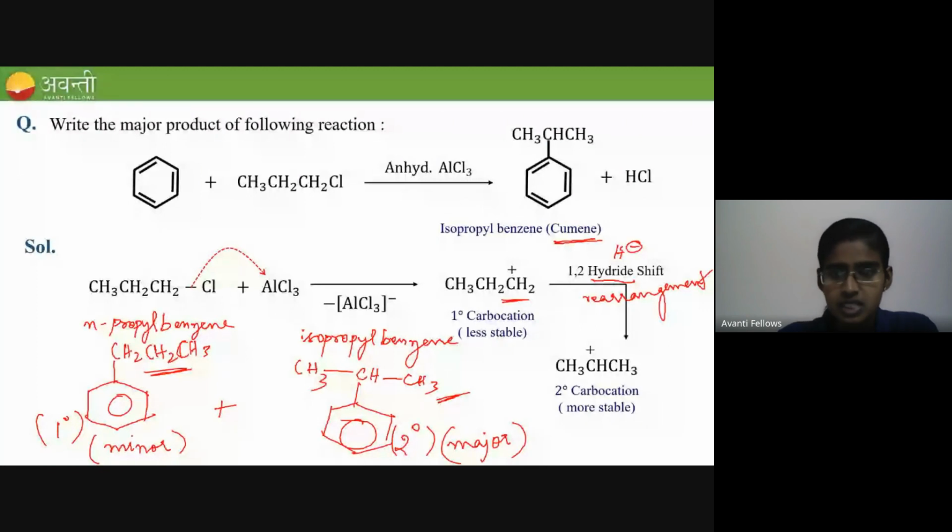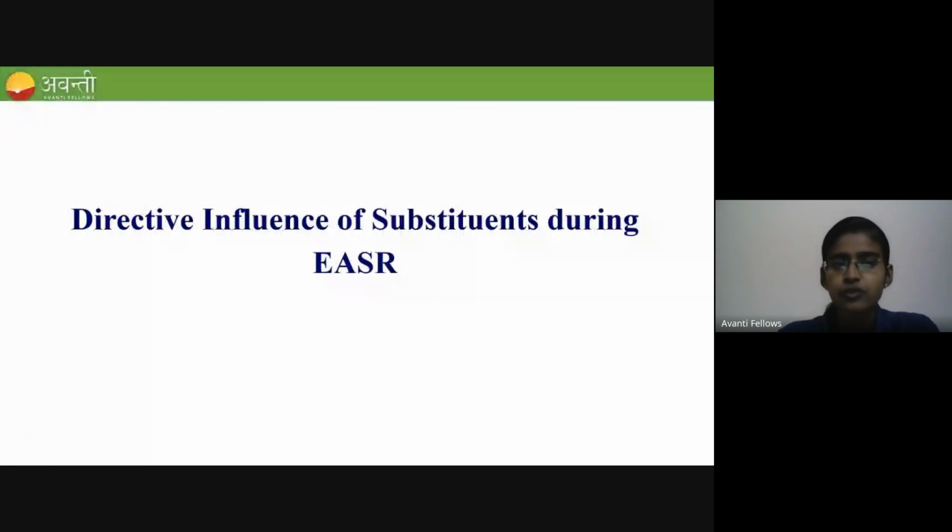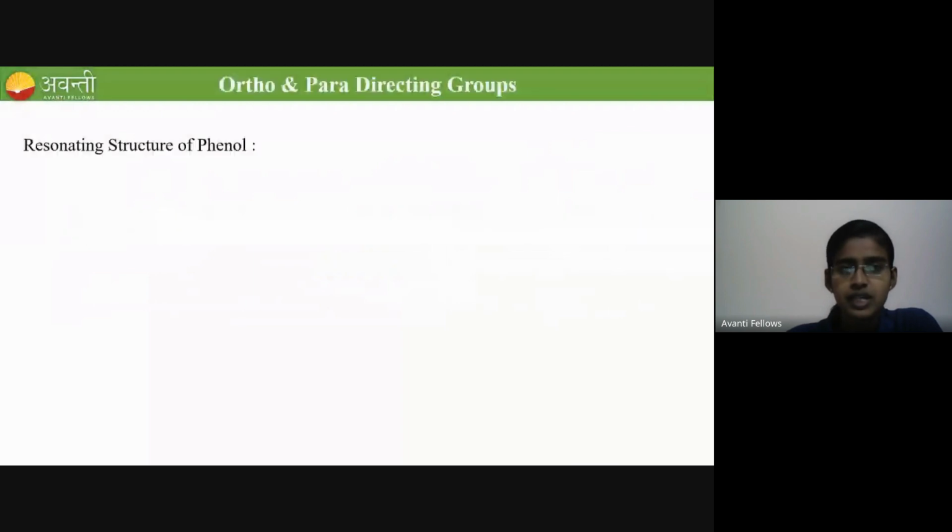Now next we will go with the directive influence of substituents during electrophilic aromatic substitution reaction. Let us see the influence of substituents. So far we have studied only benzene, right? Now let us see if the benzene contains any substituent in it, how the electrophilic substitution is going to happen. Let me take the ortho-para directing groups first, and then we will discuss the meta-directing groups.